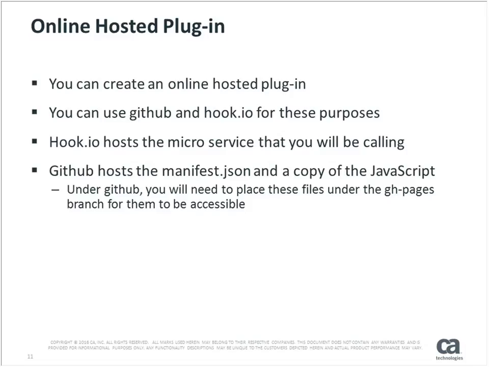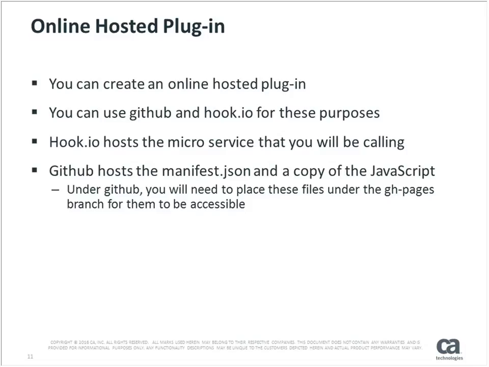In our example, we're using Hook.io to host the microservice that you will be calling, and GitHub hosts the manifest JSON and a copy of the JavaScript, where the logic that is executing all of this microservice call resides. This is very good, especially if you're trying to figure out if this is the correct type of plugin with the given passes that you're trying to execute here and make it work properly.